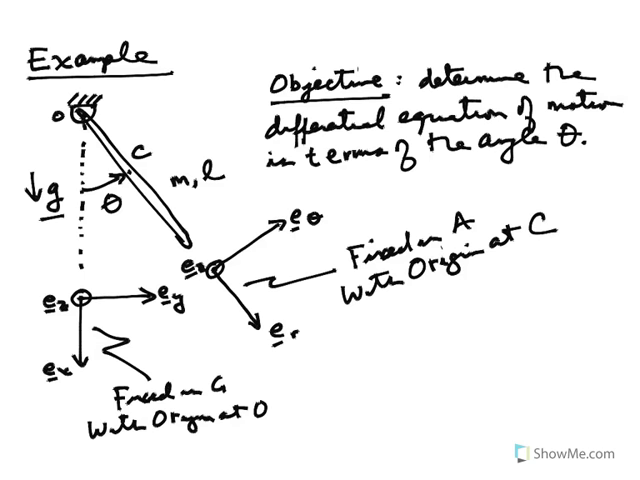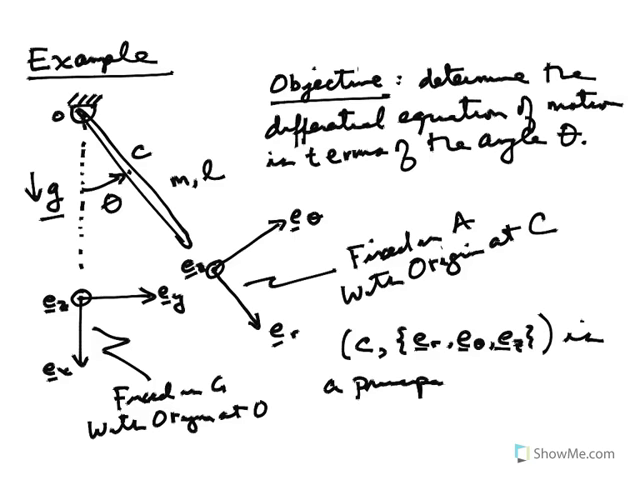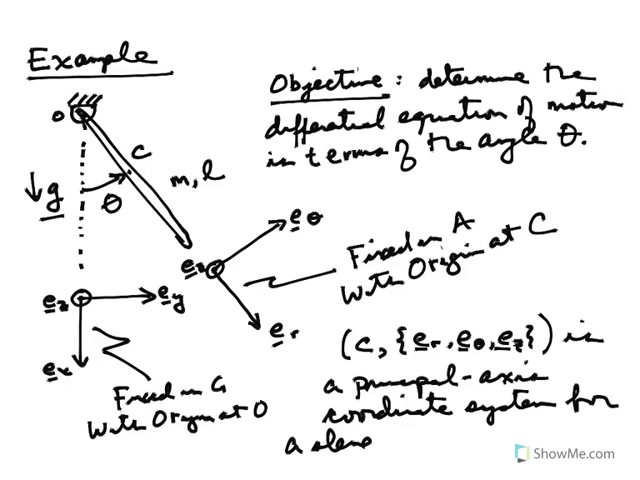And it turns out now that this coordinate system, I'm going to define this coordinate system as C together with the basis ER, E theta, EZ, is a principal axis coordinate system for a slender uniform arm or rod.